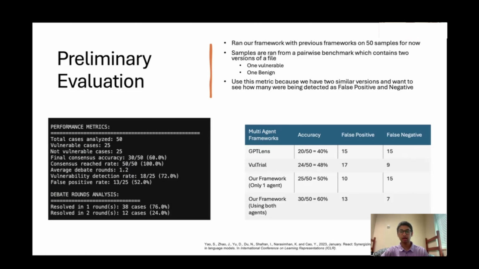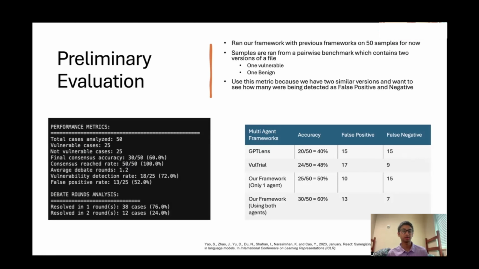You can see over here that GPT-Lens got 40% accuracy, with 15 false positives and 15 false negatives. Voltrial got 48% with 17 false positives and 9 false negatives. Our framework, when we only used the React agent, got 50% accuracy with 10 false positives and 15 false negatives. And when we used both agents, the React and the Critique agent, we got 60% accuracy with 13 false positives and 7 false negatives.